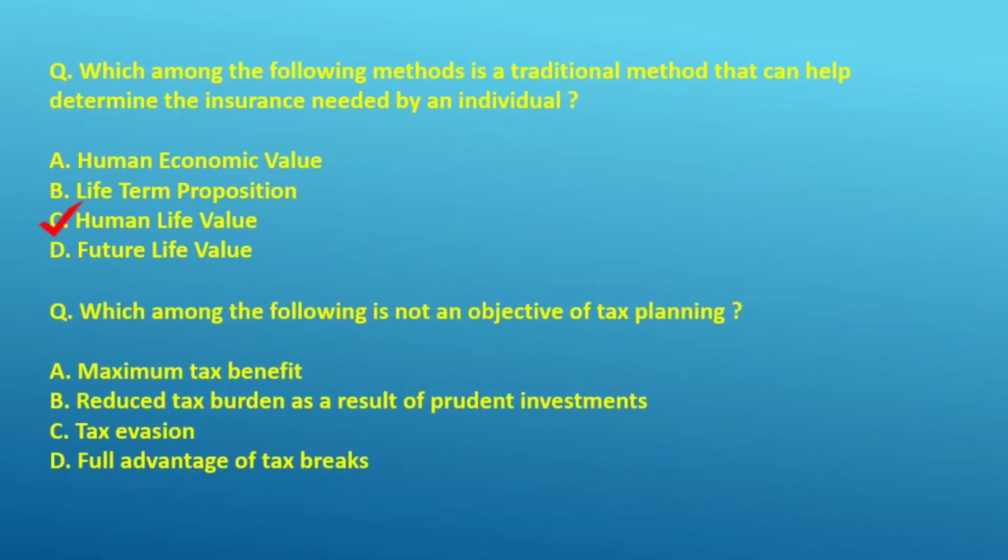Next is which among the following is not an objective of tax planning? If you see the four options, C is the correct answer because tax evasion is not the objective of tax planning.